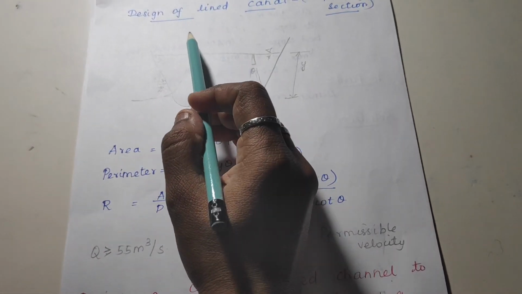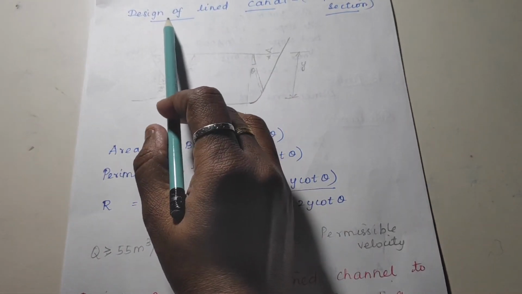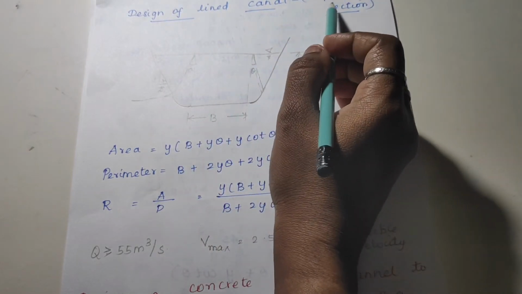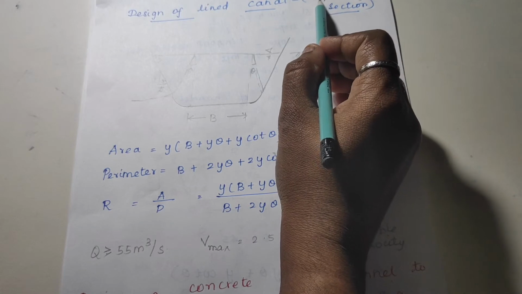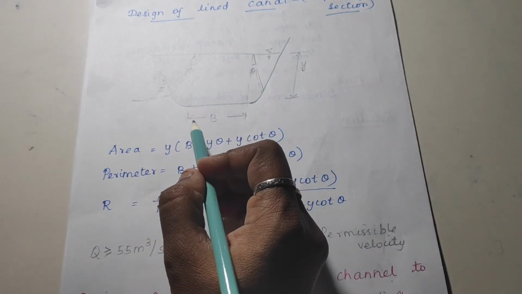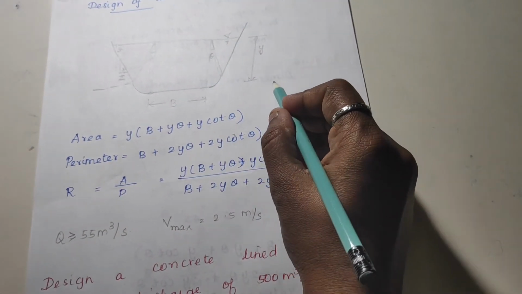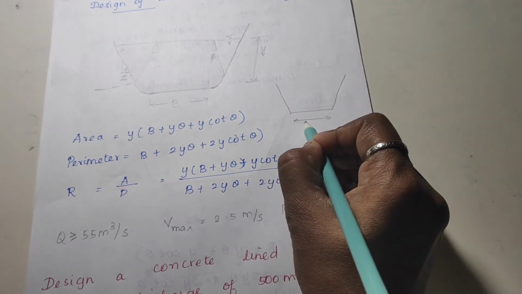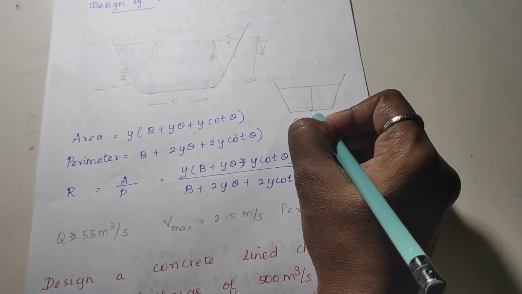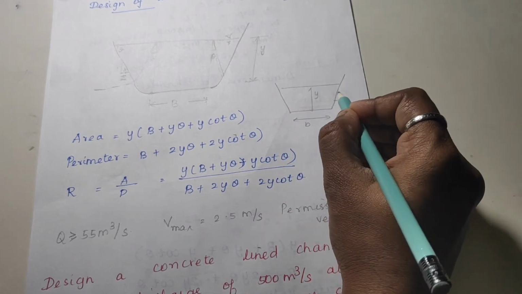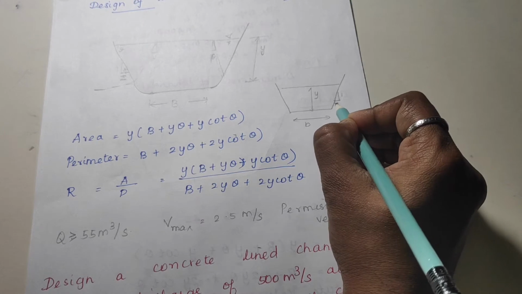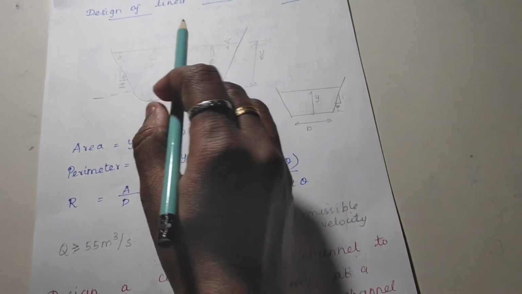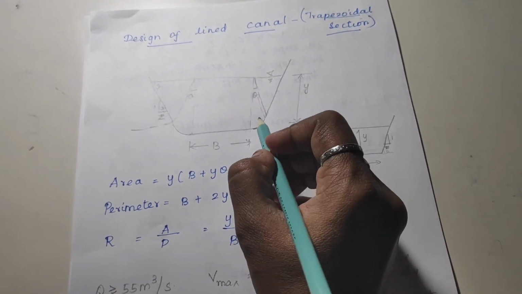So in this video we are going to see the design of a lined canal. Here in the syllabus itself they have mentioned a trapezoidal section. So you all know that the most economical trapezoidal section will be like this. This is your breadth and this will be your depth of flow, and you'll have the slope 1 in n or 1 in z, and this will be your theta, like this. So for the design of a lined canal it will be like this.